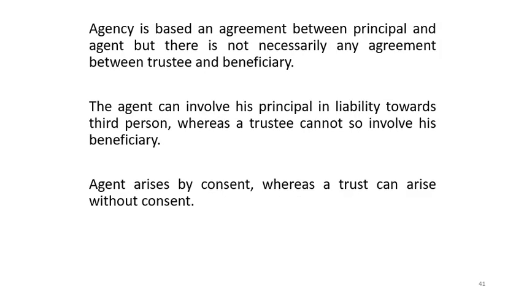Agency is based on agreement between the principal and agent, but there is not necessarily any agreement between the trustee and beneficiary. This is an equitable principle. Those are the matters governed by equitable principles. An agent can involve his principal in liability towards a third person, whereas a trustee cannot so involve his beneficiary. An agent arises by consent, whereas a trust may arise without consent. That's the difference between agency and trust.